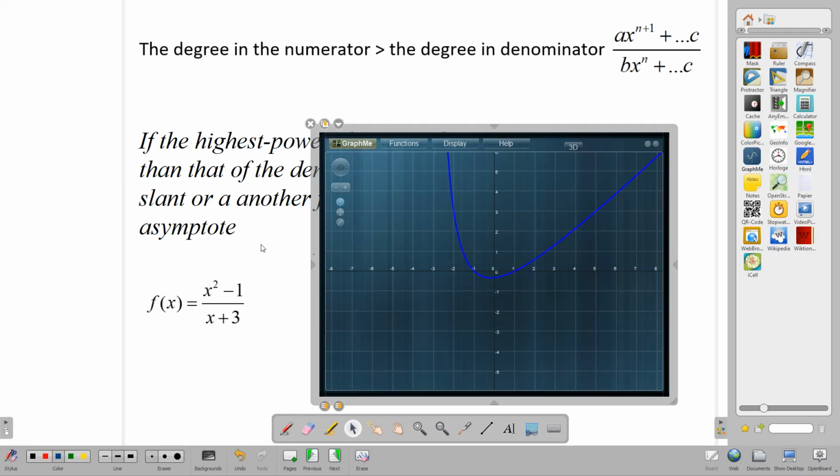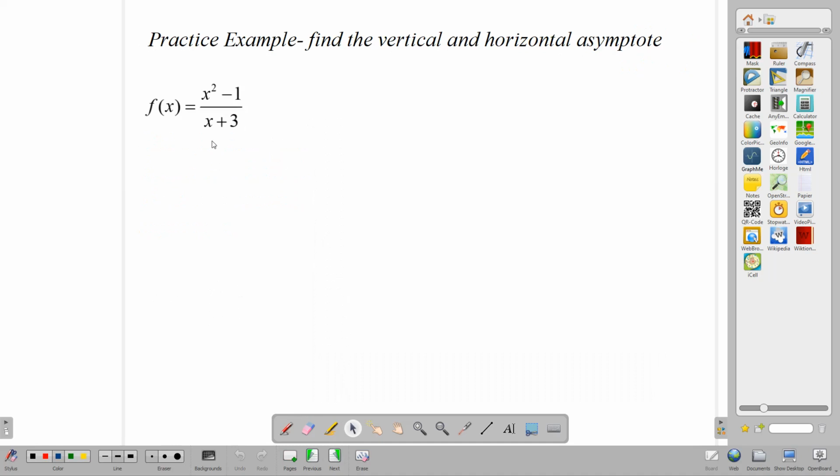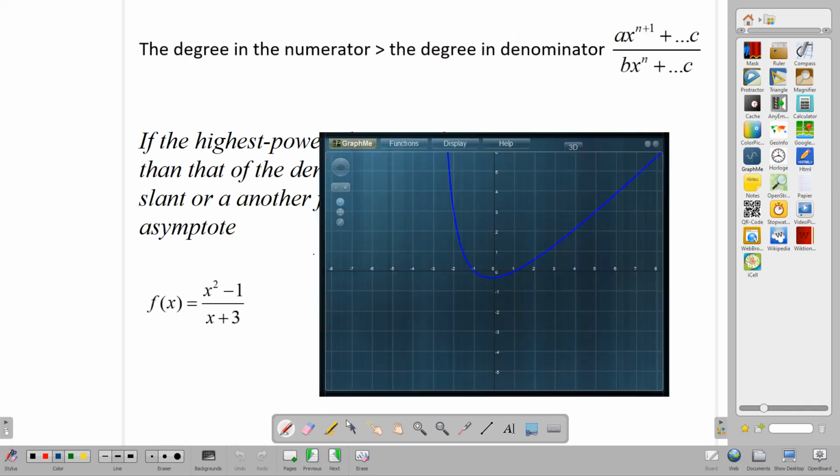So our situation is that if the highest power in the numerator is greater than that of the denominator, then in this case, when it's just 1 degree higher, it's a slant line. If it's more than 1 degree higher, then it ends up being some other function. Now let's look at that without the graph. So here we have our function, and we can look at the vertical asymptote, which is easy. Remember, we solve it by saying x plus 3 equals 0, and therefore x is equal to negative 3. The function will head towards negative 3, but never reach it.